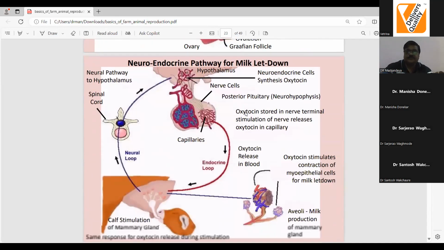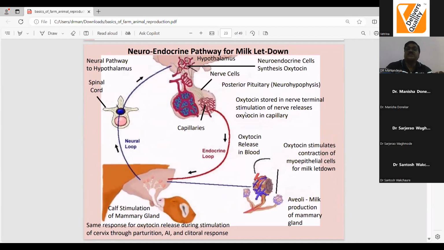Next one. Yes, this is for milk let down. Just now I showed you the slide for male reproduction. This is for stimulus to the udder. The calf will stimulate the neuroendocrine system, and then oxytocin will come into the picture, and within 6 minutes the let down reflex will be there. And this is a complex type of mechanism. Every time this particular pathway needs to be completed for a release of oxytocin. So, the let down reflex and its pathway mechanism.